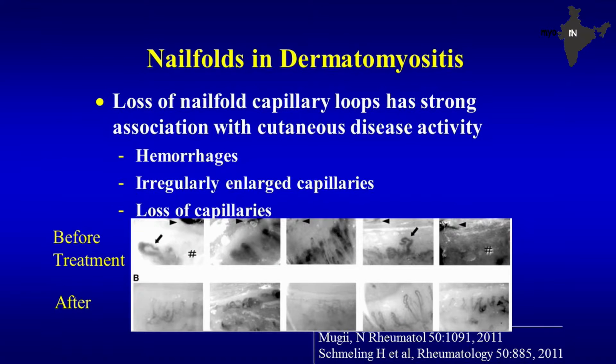There's a loss of nail fold capillary loops that has a strong association with skin disease activity. And again, the features being hemorrhage, irregularly enlarged capillaries, and loss of capillaries. So before treatment on the upper line, you can see the kinds of changes that are seen, and then after treatment, these actually do improve. And so this is something that can be followed in terms of improvement with therapy.